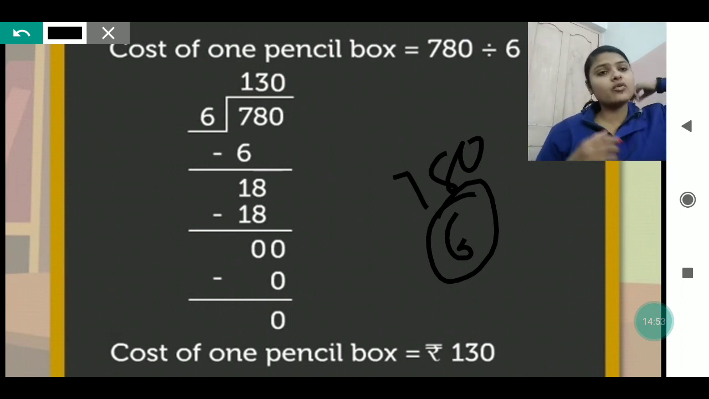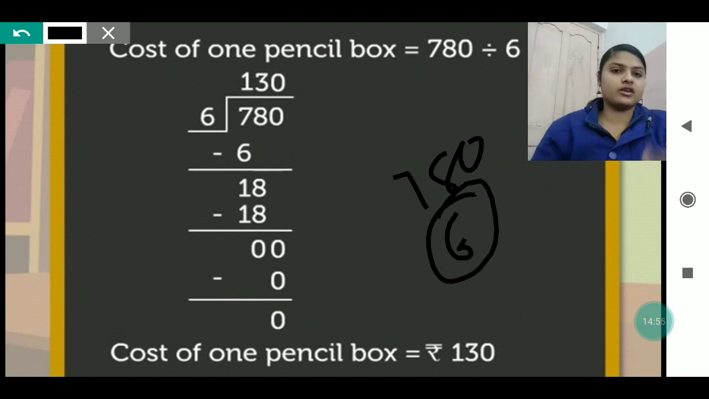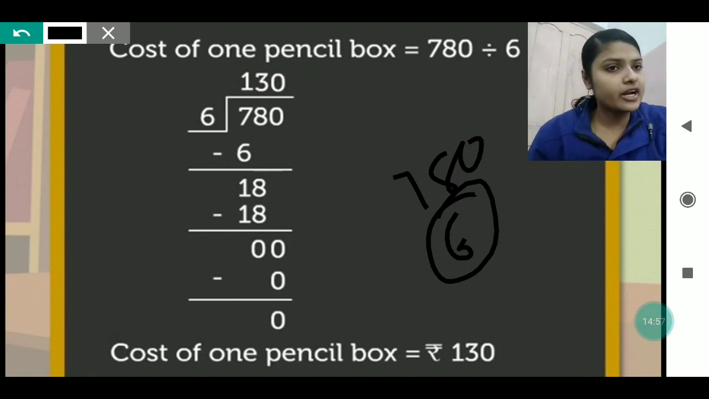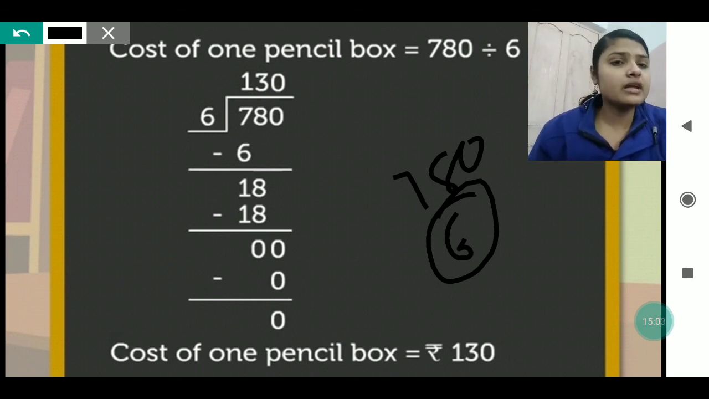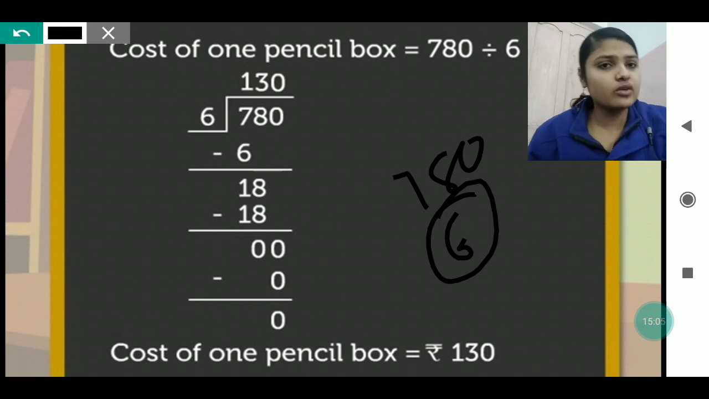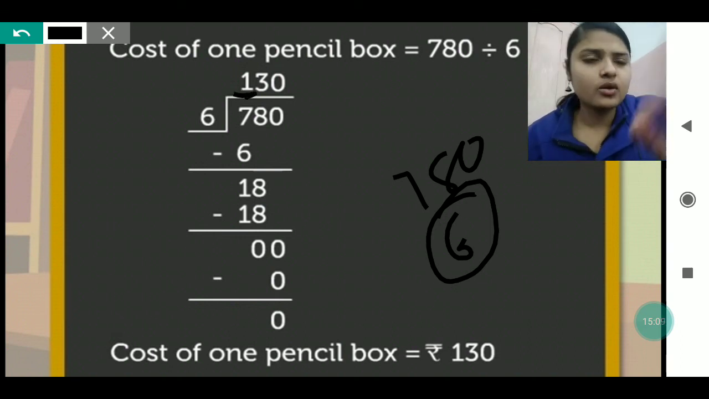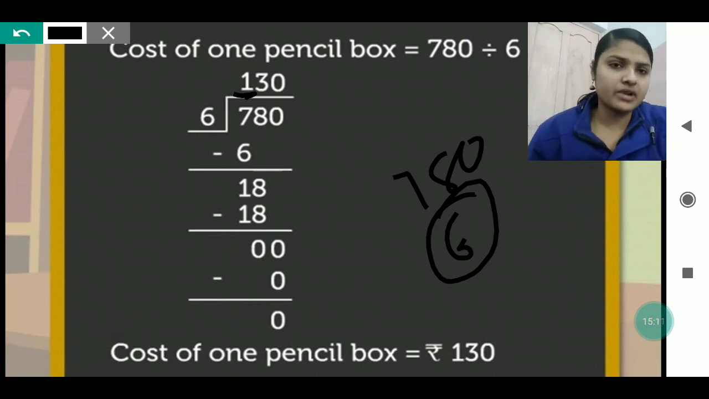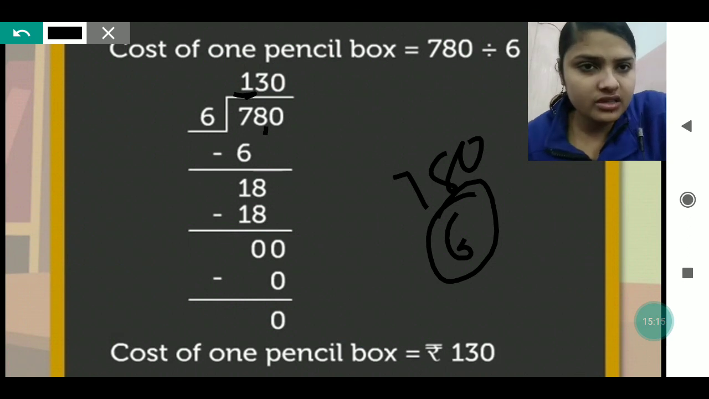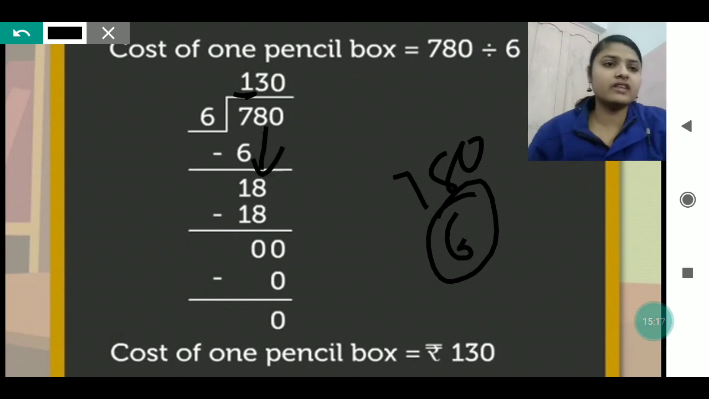So for that, what will you do? You will divide. You write 780 in the dividend column, you write 6 in the divisor column, and then you divide. When you read the table of 6, one time you get 6. So you write 6 just below 7, you write 1 in the quotient column. After that, you subtract. 7 minus 6 will be 1, that you have written. After that, you take down the 8, then it will be 18.